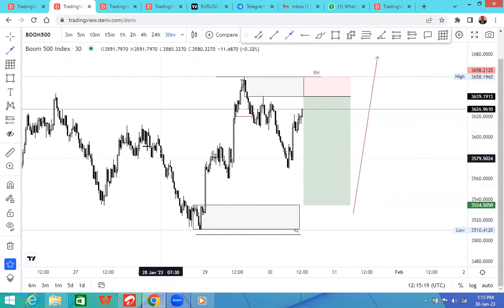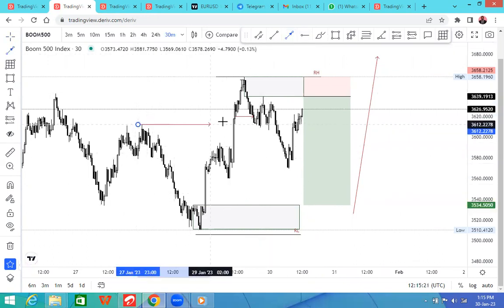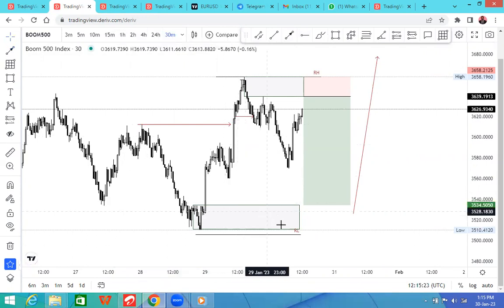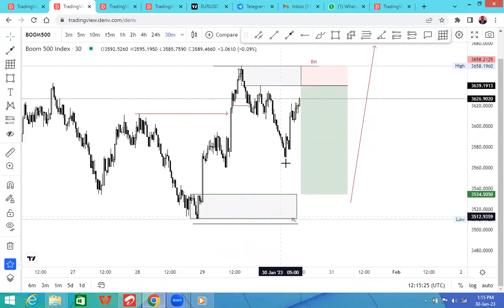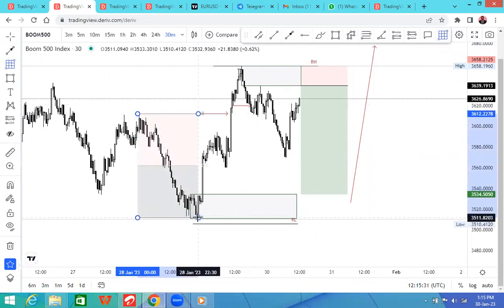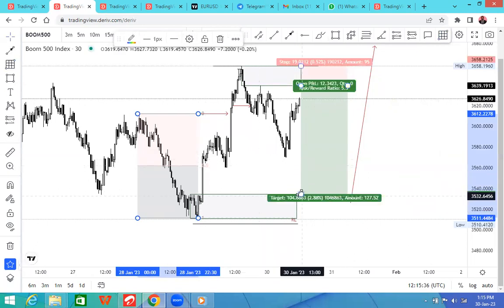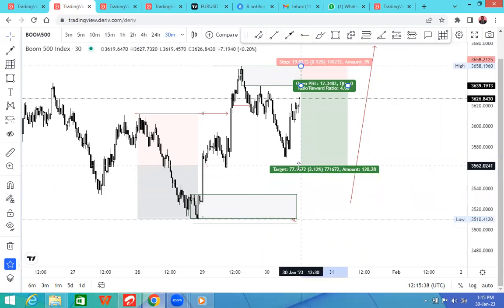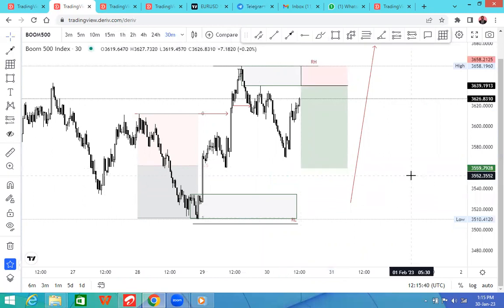You can see there's a break here and there's also a break here. There's a break of this high. So price should come and retest this place. If I take all of this, I take 50% of all of this. You see that price is going to come to around this place. So I can even take profit from this liquidity here. That's a 1 to 4.